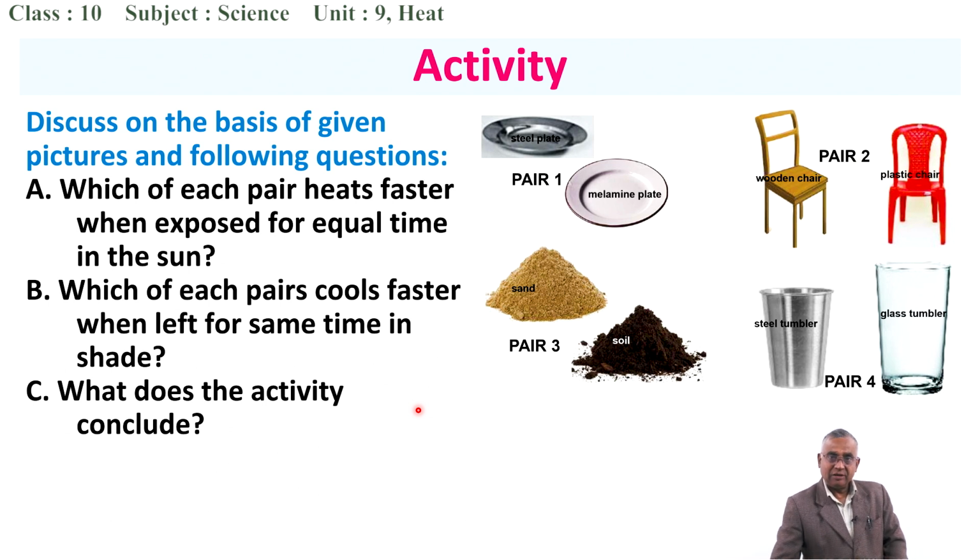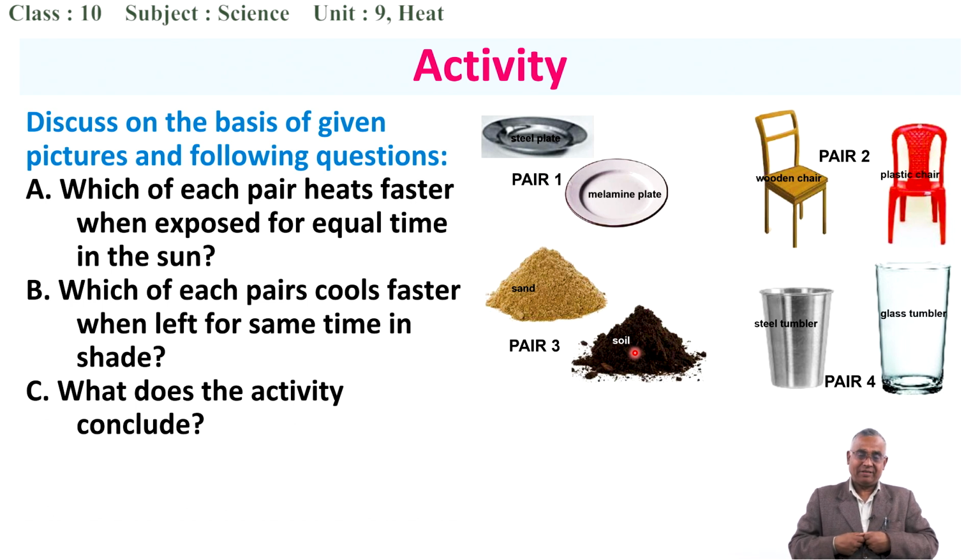Here you will get the gist that all substances do not have the same capacity of absorbing heat. They have different capacities of absorbing heat. They also have different capacities of retaining heat. Not only absorbing, but retaining also. After absorption, some substances can retain heat for a longer time, and some substances get cooled faster because they cannot retain that heat. Is it? Okay.